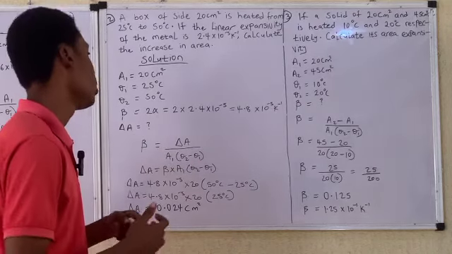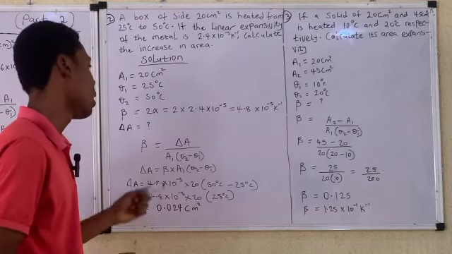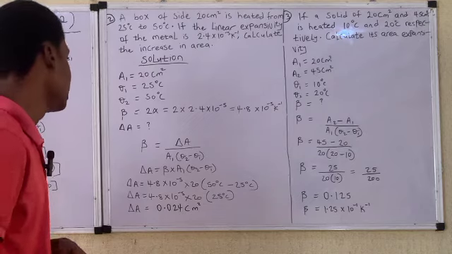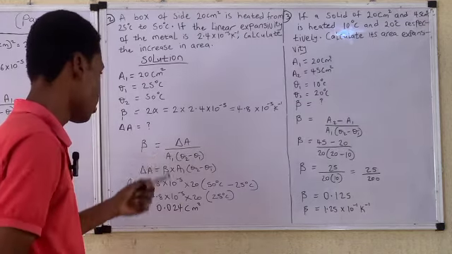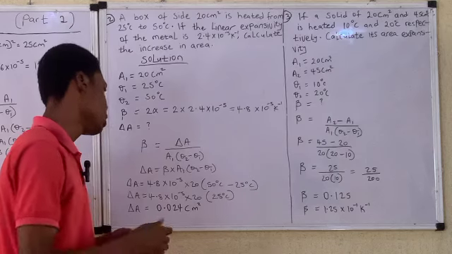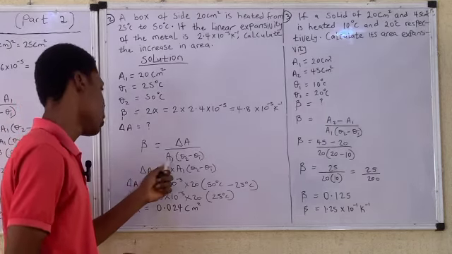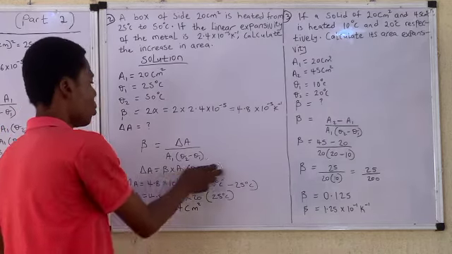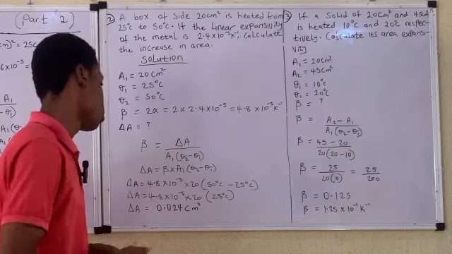So from our formula, we know that our area expansivity is equal to change in area over area in bracket theta 2 minus theta 1. But they said we should look for change in area. So what do we do? We cross multiply. When we cross multiply, we have change in area equal to beta times area in brackets theta 2 minus theta 1. That's how we got the formula here. Then we take our parameters to solve the question.